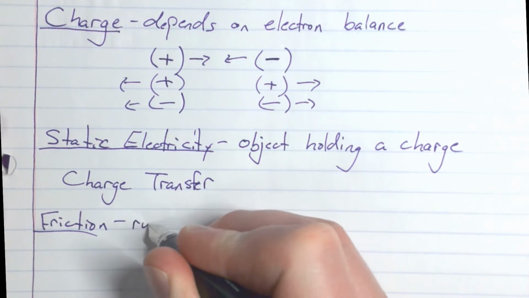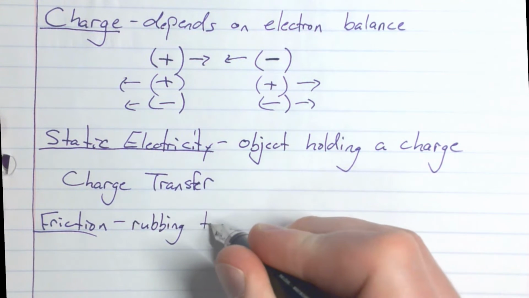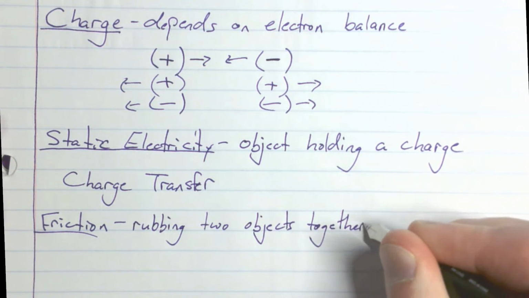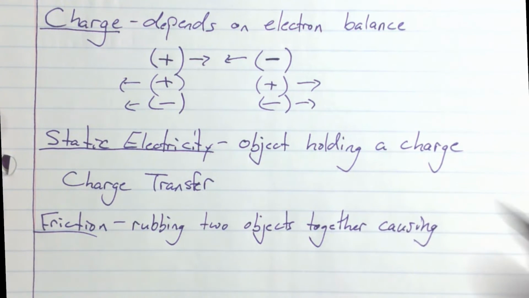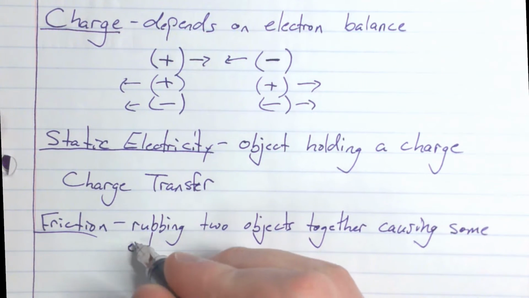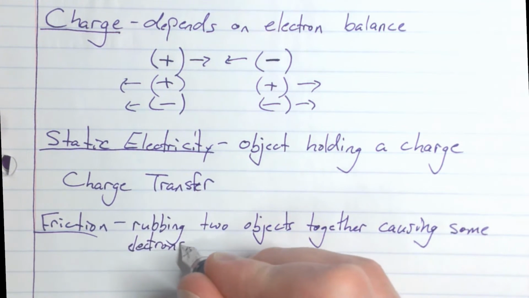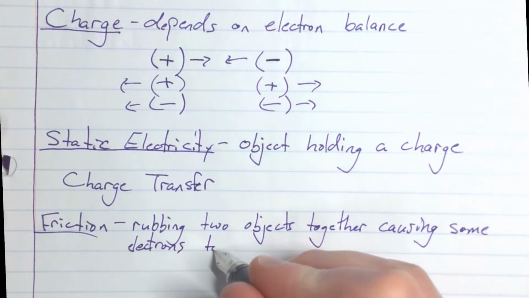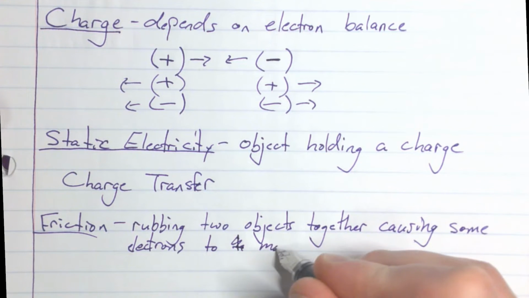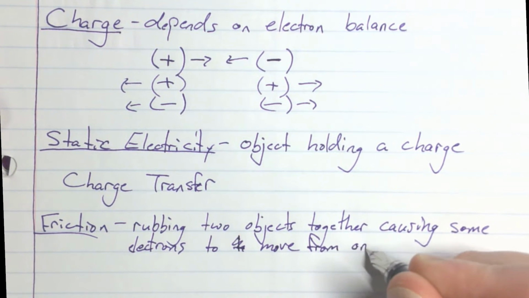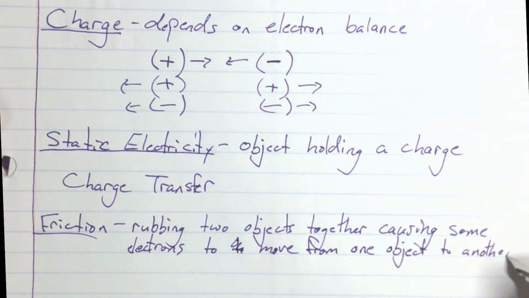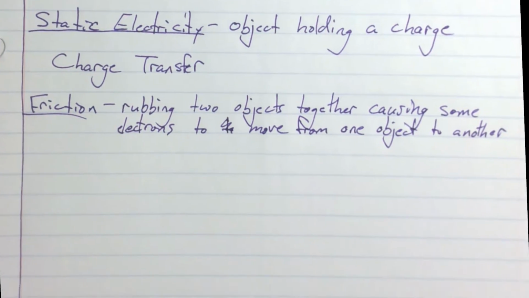So this is by rubbing 2 objects together, causing some electrons to move from one object to another. So that's friction.